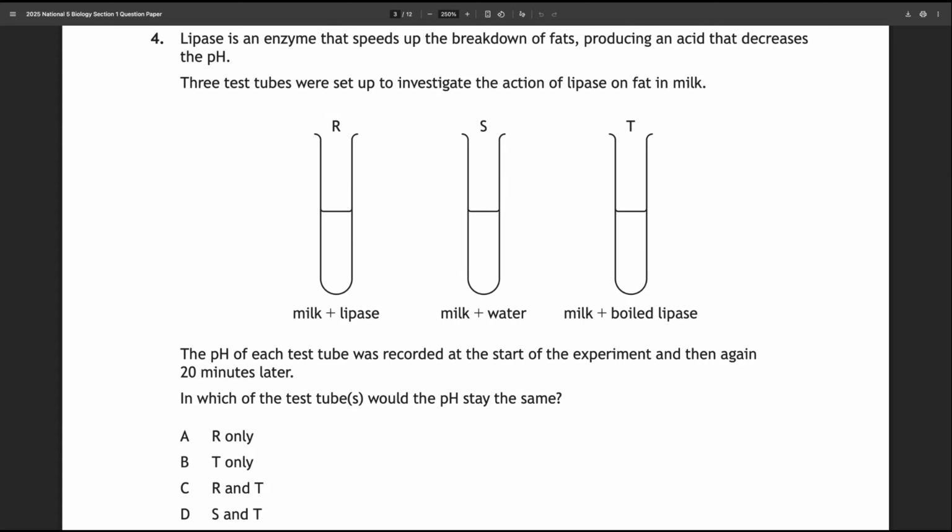So we're looking at S and T, which is option D for this particular question. Okay, R would become acidic because the lipase would break down the milk, but S and T would both stay the same.